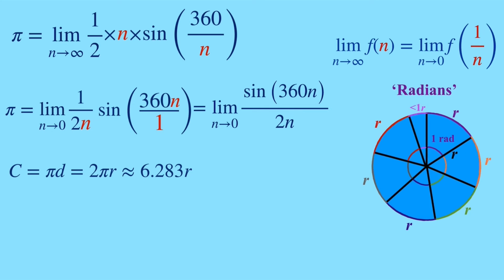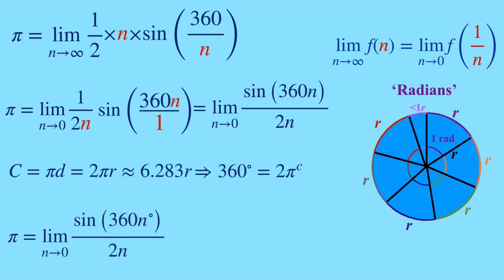But because for each radius around the circle there is 1 radian, we can say that there are also 2 pi radians. Because it takes 360 degrees to go around a full circle, and it also takes 2 pi radians to go around a full circle, 360 degrees is equal to 2 pi radians.